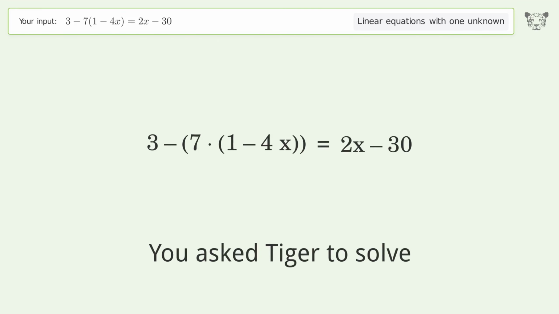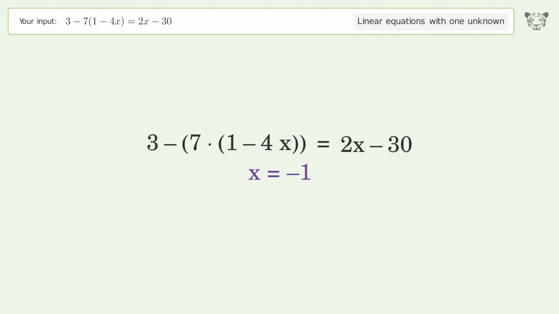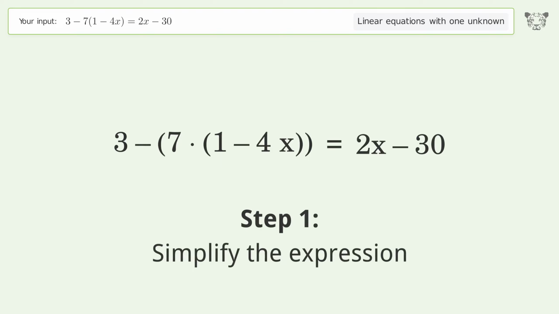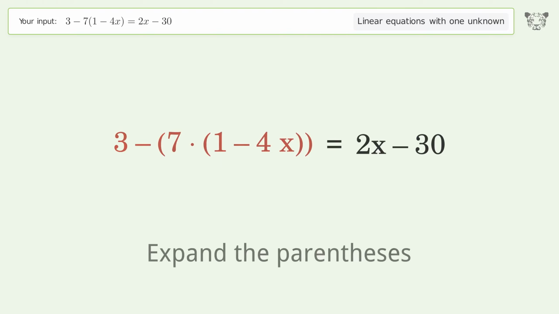You ask Tiger to solve this. It deals with linear equations with one unknown. The final result is x equals -1. Let's solve it step by step. Simplify the expression. Expand the parentheses.